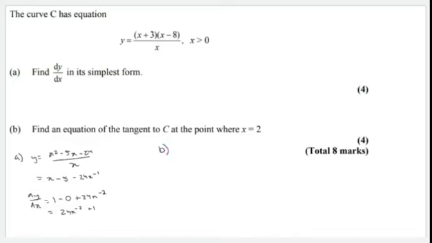The next part is asking to find an equation of the tangent, at the point where x equals 2. At this stage, we've got a general gradient function, which is 24x to the minus 2 plus 1. Now to work out the actual gradient at the point where x equals 2, we just substitute x equals 2 into dy dx.